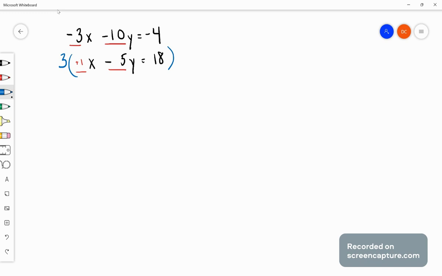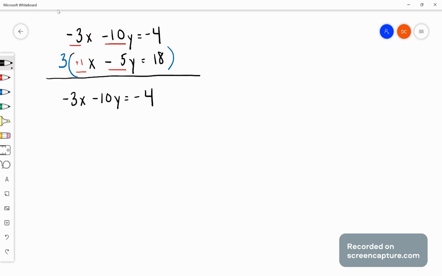And now why I say you have to multiply the whole equation by 3 is because we can't just change one part of your equation. What you do to one part of your equation, in order to keep it the same equation, you have to do to all parts of your equation. Okay, so now we're going to end up with a new equation, but I'm going to rewrite them. So negative 3x minus 10y equals negative 4.